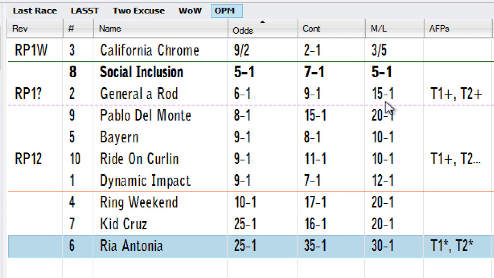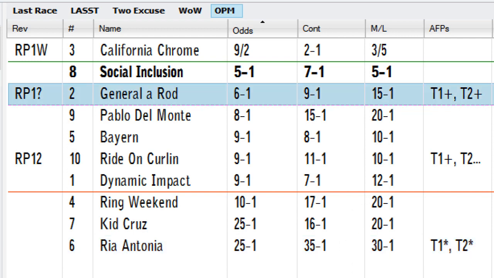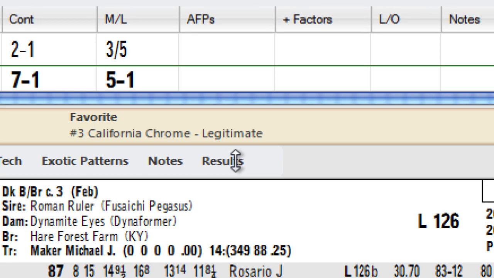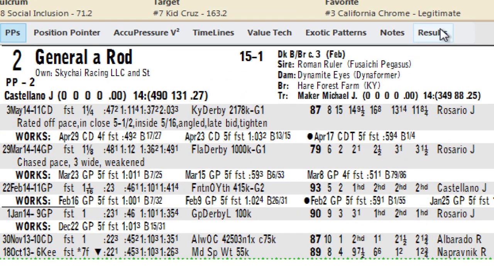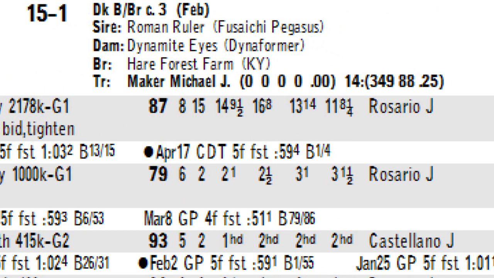Just looking on price and looking on patterns, General A-Rod, 6-1 on the odds line. Contention, what the public should do with it, mid to high. The morning line is 15-1. I thought 30-1 was a good shot in the Derby. It's also got something called a Type 1 and Type 2, as well as an Escal, which is a stretch gain after a loss. So this is a colt with some stuff going for it. The Type 1 indicates a good finish second back and a not so good finish in the top race. There are some other qualifications and tighteners on that.